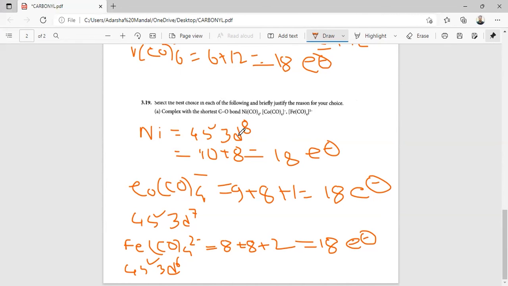But for Ni(CO)4, there is no such extent of back bonding compared to the other two, as it is a neutral complex. So the CO bond order is higher, and it will have the shortest CO bond length. So Ni(CO)4 has the shortest CO bond length due to lack of back donation. Thank you.